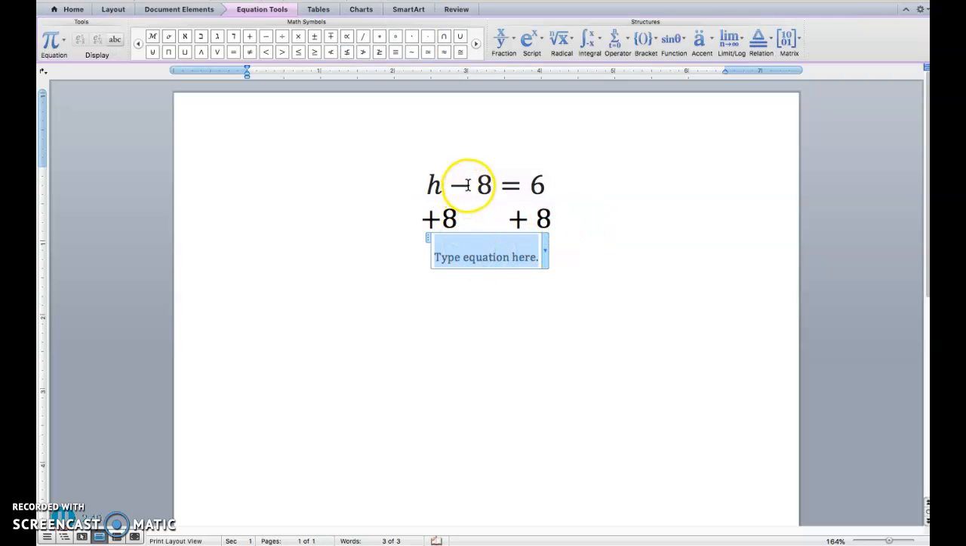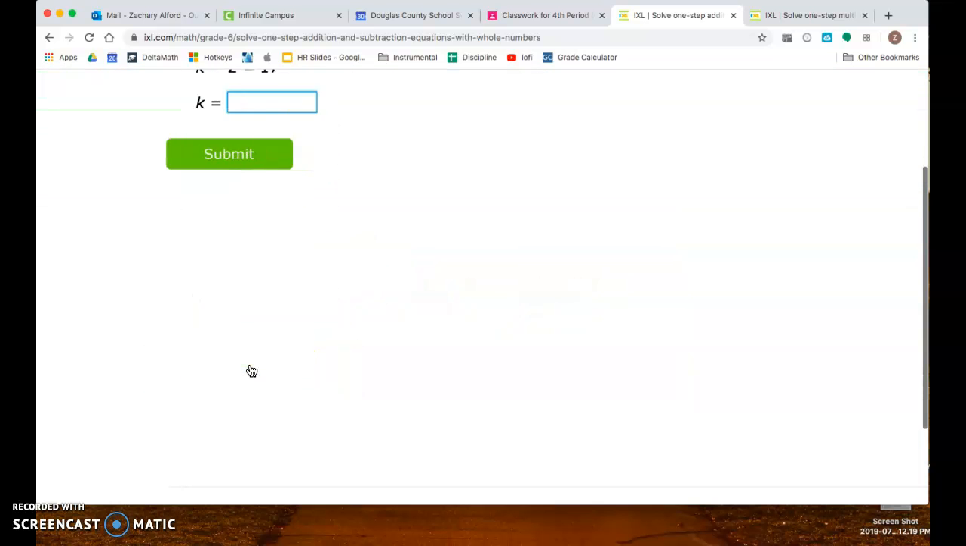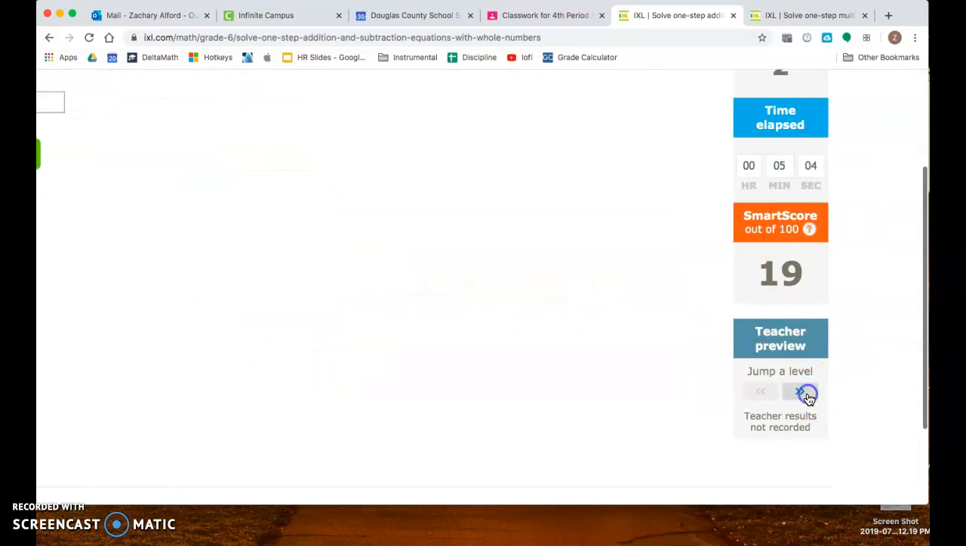All right, we said subtracting 8 and adding 8 cancel each other out. So that means all I have on the left side is just h. Okay, h, then bring down my equal sign, and then 6 plus 8, well, that's 14. So 14 is on the right side. So I have h equals 14. And let's go see if that's right. 14, submit. Cool.